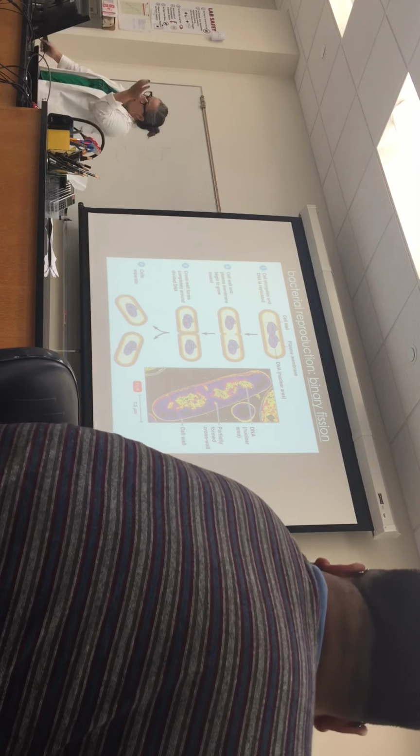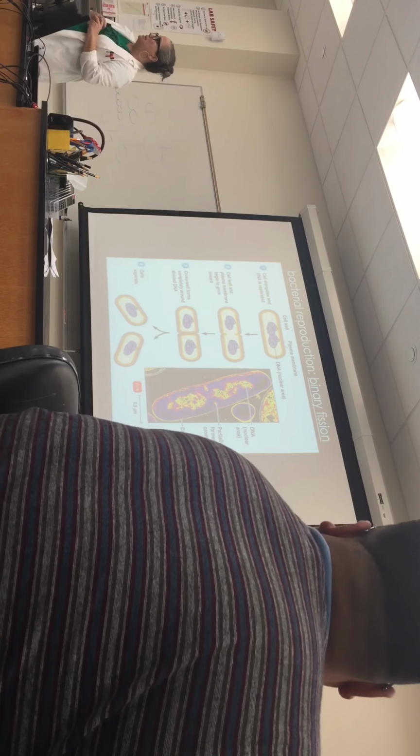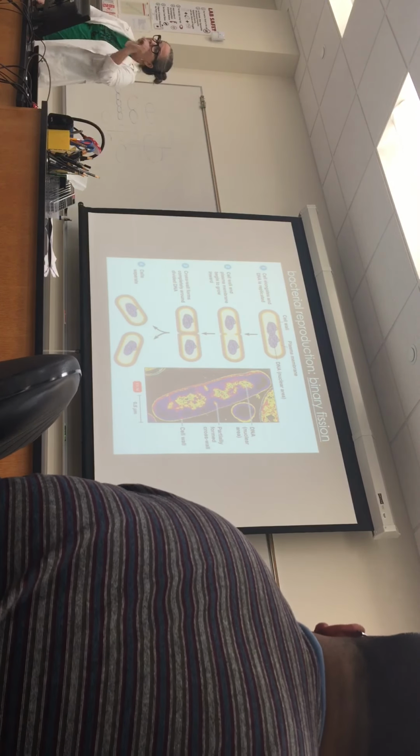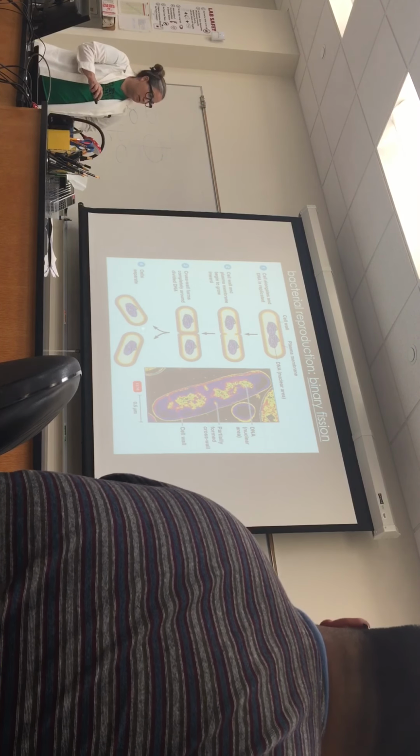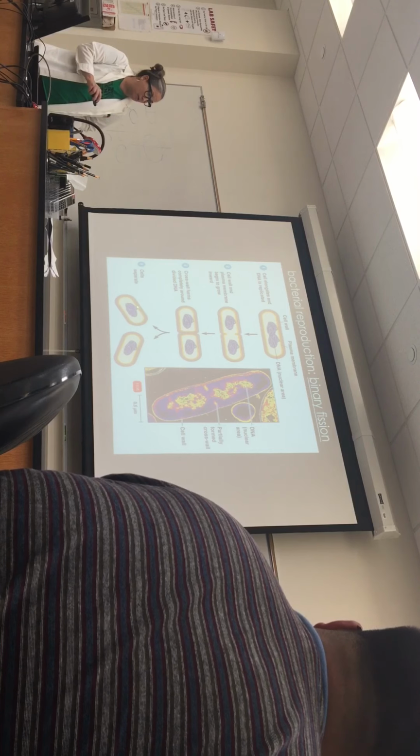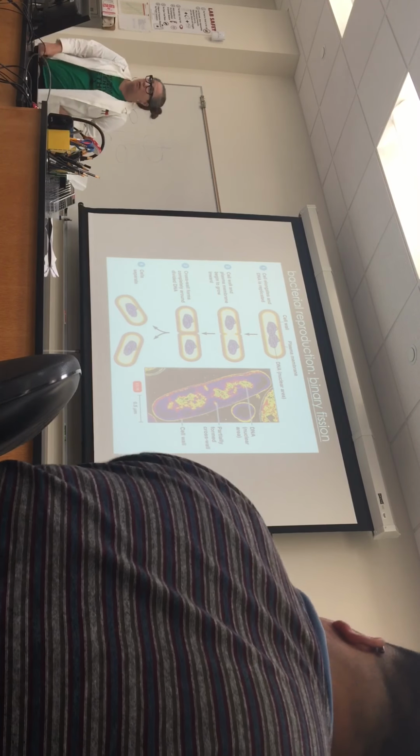Now with the cocci, they can attach it in different places. But the bacilli attach it right in the middle of that bacillus shape, right here. Whereas the cocci, they can sort of attach it wherever they want on the cell.